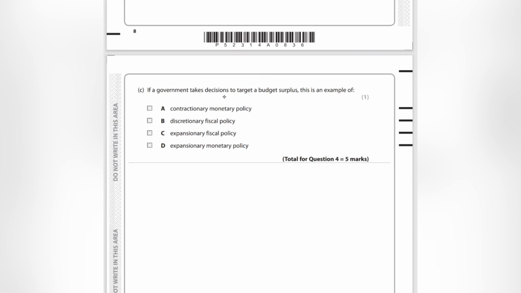Okay, if a government takes decisions to target a budget surplus, this is an example of contractionary monetary policy. That is wrong. We don't care about monetary policy. It's all about fiscal policy. Expansionary fiscal policy is when you lower taxes and increase government spending. It's likely to lead to a budget deficit as opposed to a surplus, but that's not entirely relevant. The relevance is this word discretionary. It means that they're making an active decision to target something, in this case a budget surplus.